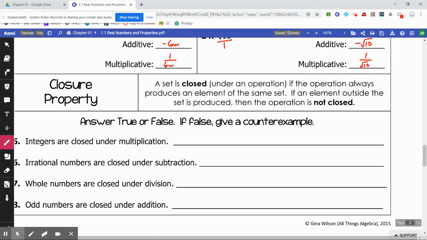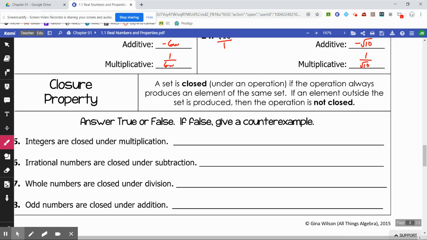Okay, closure. A set is closed under an operation, and usually you're going to say this set is closed under addition, or closed under subtraction, closed under multiplication, and so forth, if the operation always produces an element of the same set.